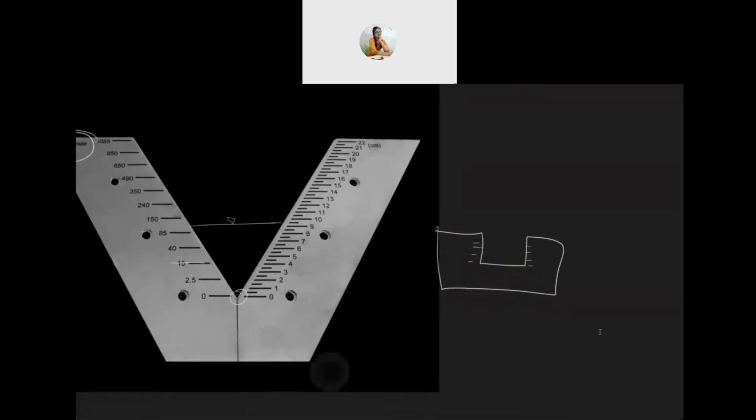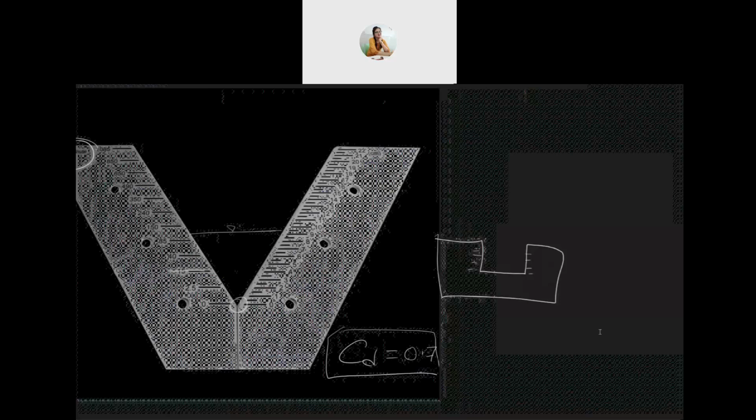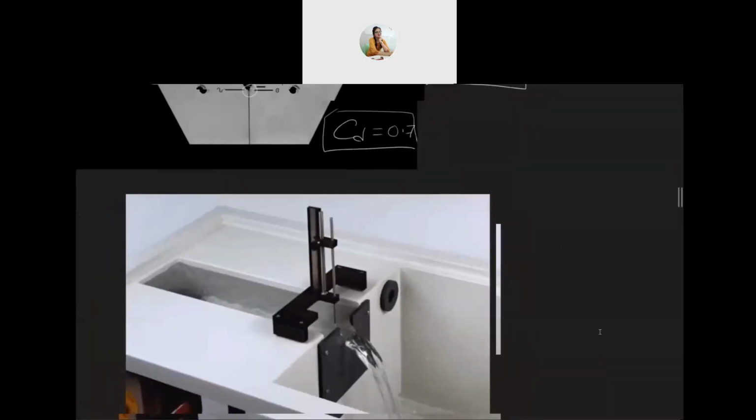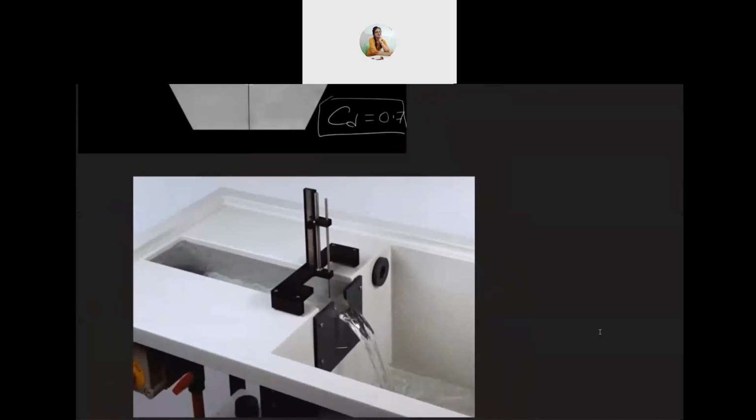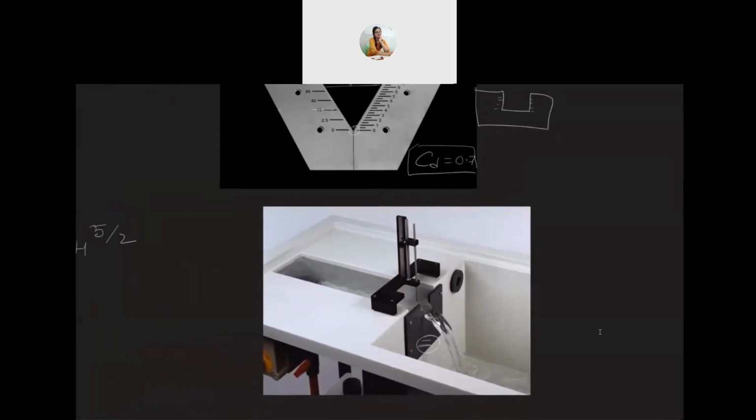Sometimes instead of this, the value of Cd is obtained by the manufacturer. So they will do some experiments, compare the actual discharge to the theoretical discharge, and find out the value of Cd, and they will print it on the product itself. So you don't have to again find out the value of coefficient of discharge. You just apply the formula and multiply that with the coefficient of discharge to find the actual discharge.